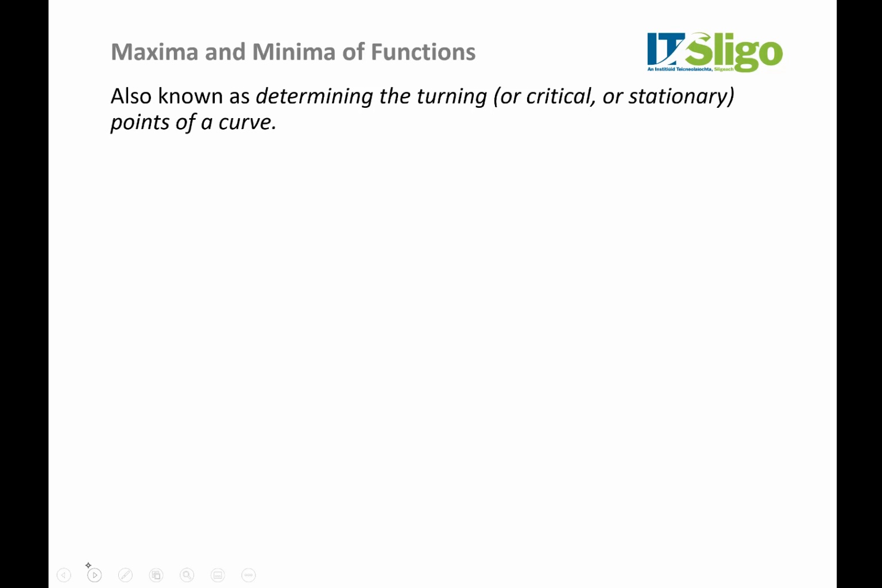So turning points have lots of different names. I'll generally be calling them turning points, but they're often called critical points, stationary points, or, in the more formal mathematical language, the maxima and minima of functions. They're essentially the highest point on a curve or the lowest point on the curve. How do we find these points?